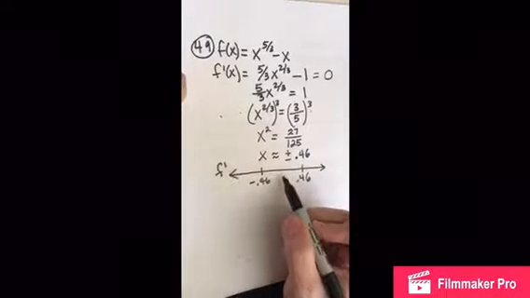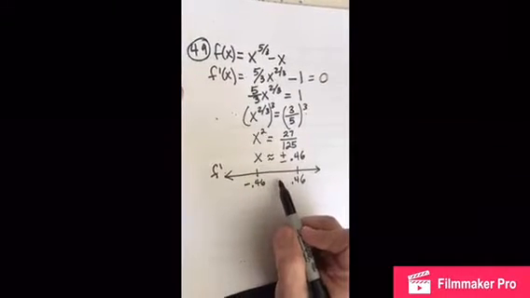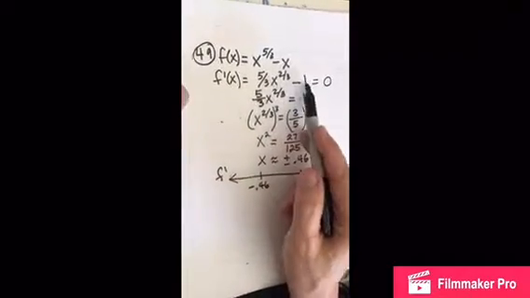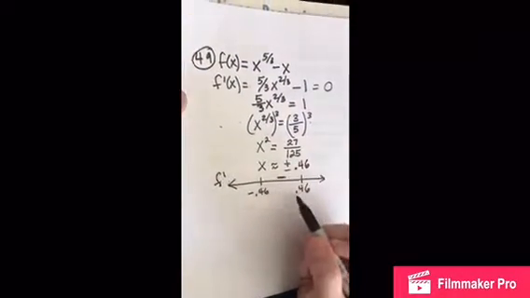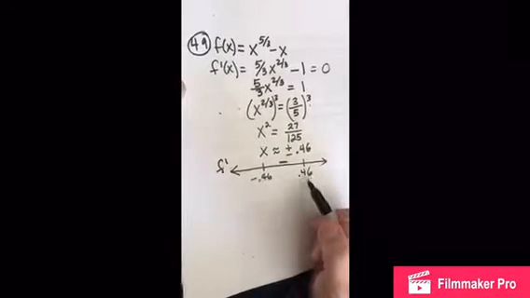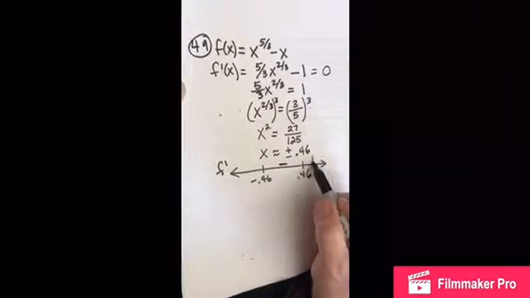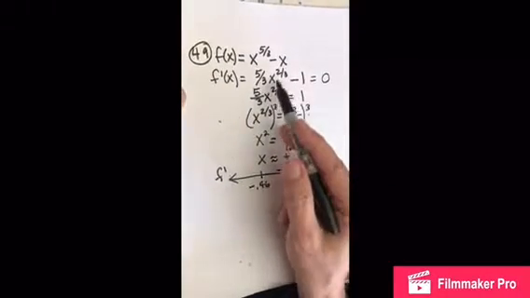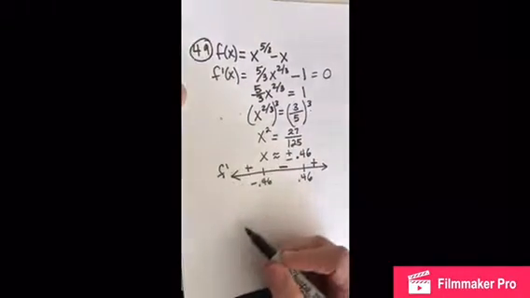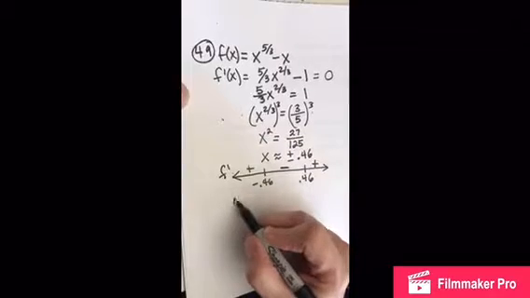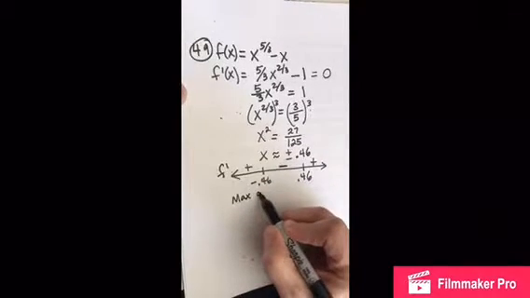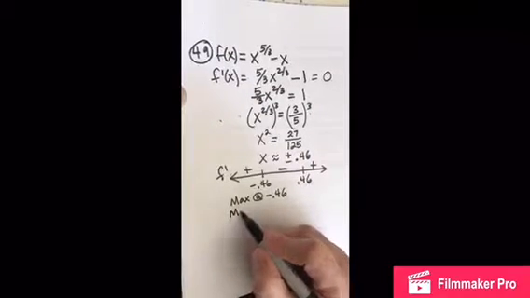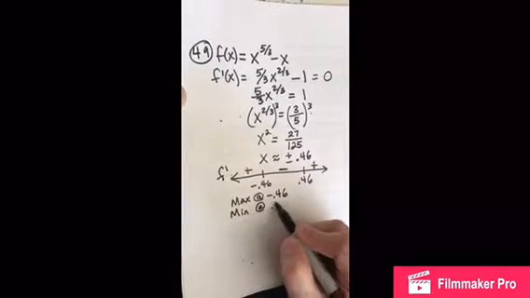If we test the easiest one, of course, is to test what's in between, which is 0. And here's our derivative, so 0 would give us negative values. Something to the right, a 1, would give us a positive value, and a negative 1 would give us a positive value also. So that means we have a max at negative 0.46, and you can plug it in to get the y, and we have a min at positive 0.46.